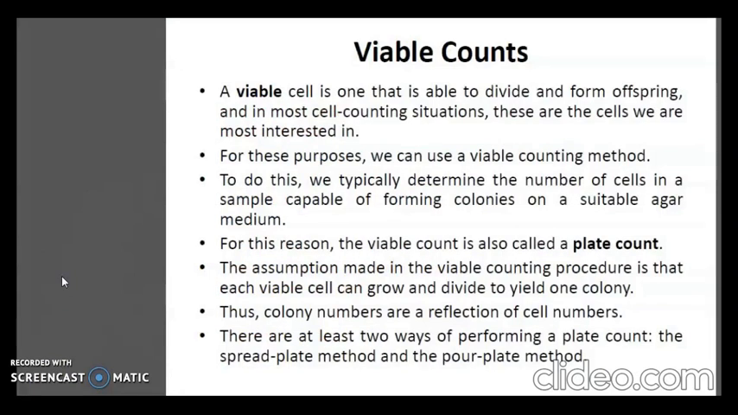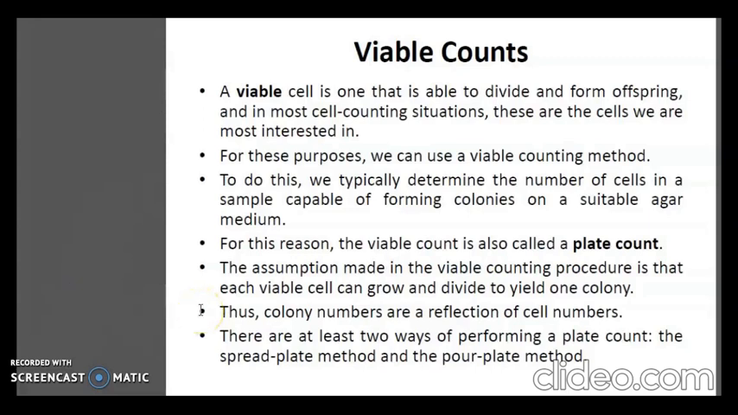by plate count. Viable cells are the ones that are able to divide and form offspring. And in most cell counting situations, these are the cells we are most interested in. For these purposes, we can use a viable counting method. To do this, we typically determine the number of cells in a sample capable of forming colonies on a suitable agar medium. For this reason, the viable count is also called a plate count method.